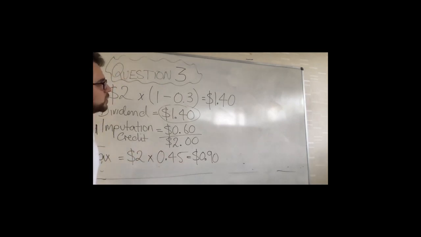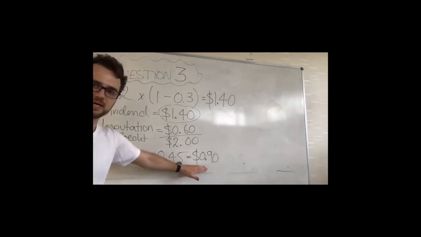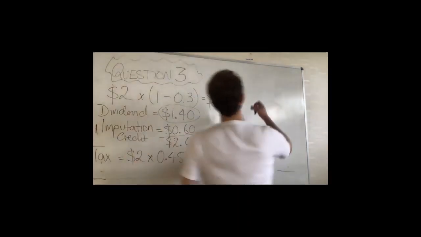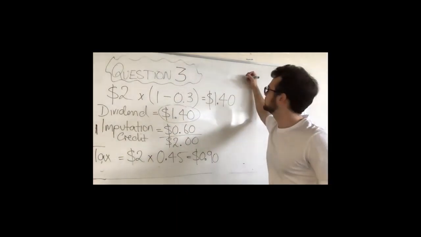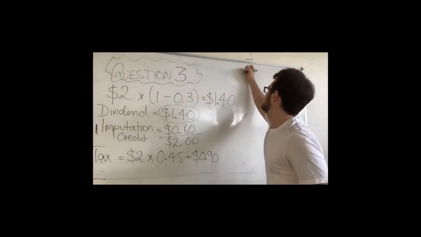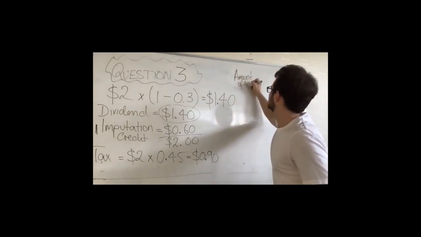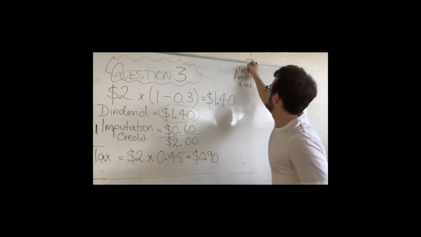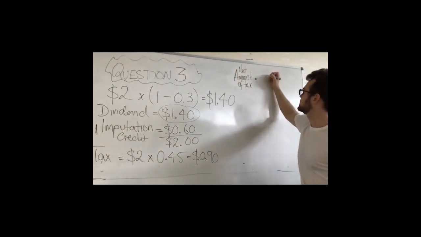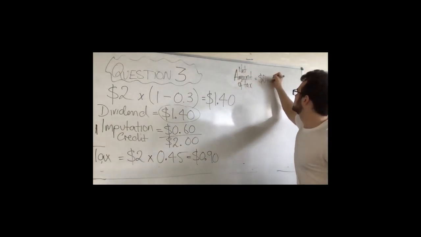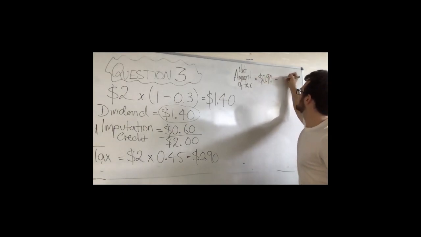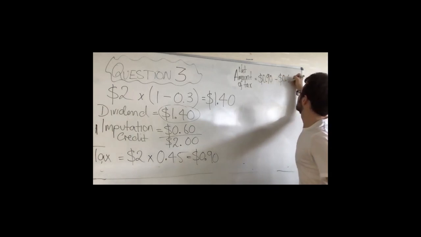So when it comes to working out how much tax we should actually be paying, we can use our imputation tax credit and deduct that from the amount of tax that we ought to be paying. So what we end up getting here is the amount of tax, it's really a net amount. That is the amount that we are charged minus our imputation credit.